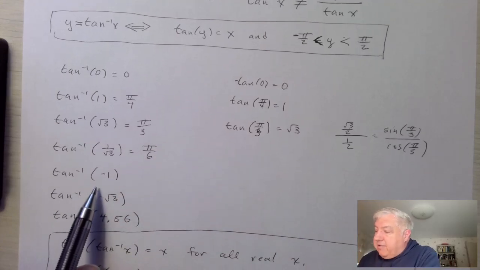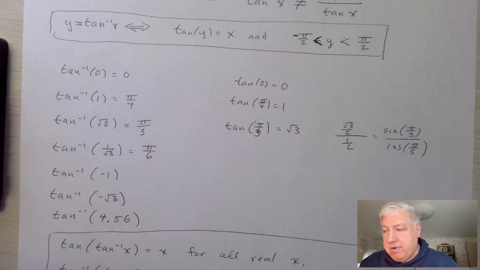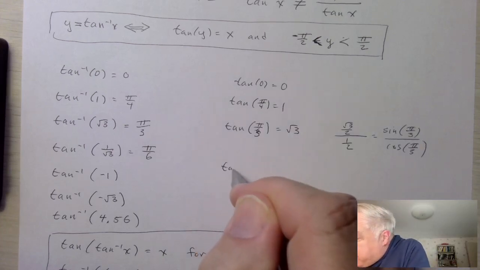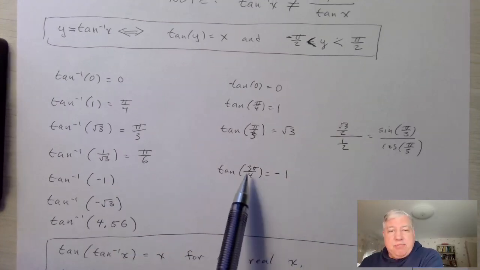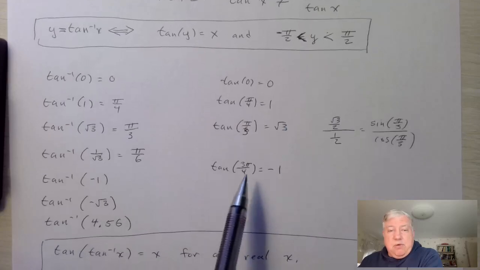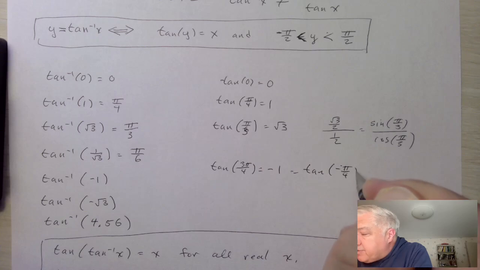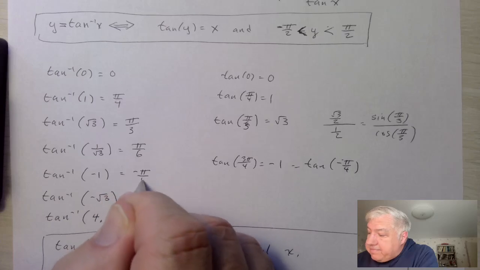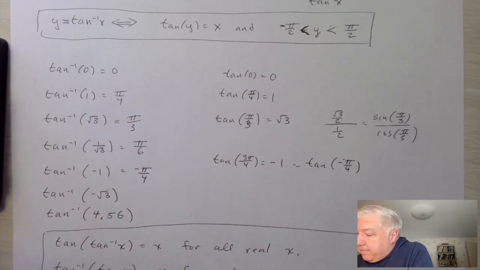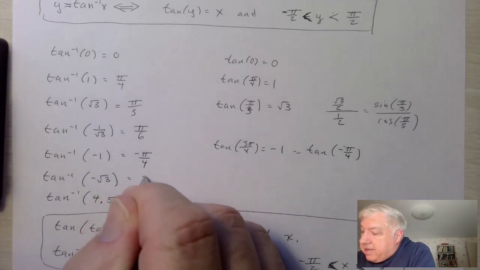The inverse tangent of negative 1: well, we know that the tangent of 3 pi over 4 is equal to negative 1, but 3 pi over 4 is not in this range. So we subtract pi from it to get a number in this range, and the answer is negative pi over 4. And you can check that the inverse tangent of negative square root 3 is going to be negative pi over 3.